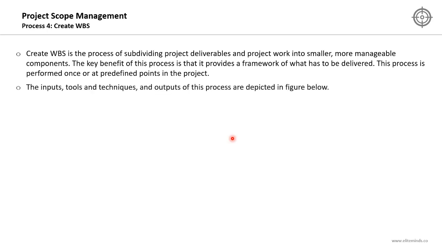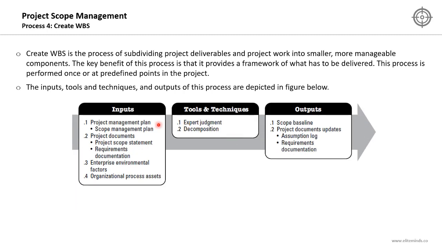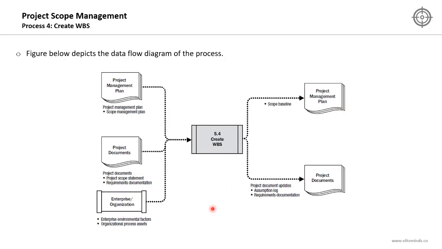The inputs, tools, techniques, and outputs of this process are depicted in the figure below. We will need the scope management plan. Part of the scope management plan is how we are going to create the work breakdown structure. Some of the project documents we will need include the project scope statement and the requirements documentation, in addition to the enterprise environmental factors and the organizational process assets. The tools and techniques of this process are expert judgment and decomposition, and the most important one is decomposition. This technique is used in two processes in project management only: create WBS and define activities. Now, the key outputs of this process: the first, the scope baseline of the project, and updates to some of the project documents like the assumption log and the requirements documentation.